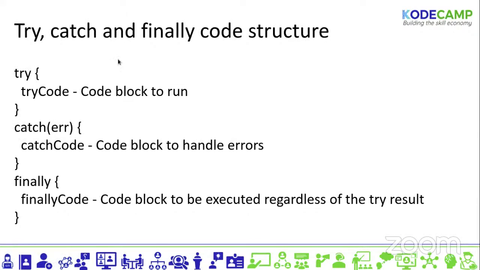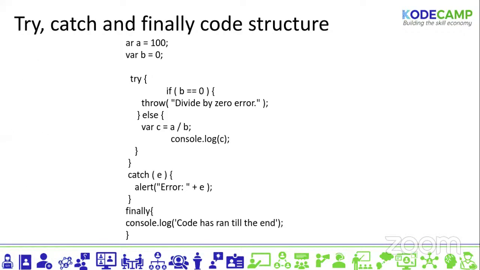So this is how the code structure is. You try to run something, and if there's an error, the error will be caught, and then you can decide what you want to do with that error. If there's no error in this code block, then the catch will not run. But whether there's an error in this code block or there's no error, the finally will always run. So this is an example of using a finally statement.